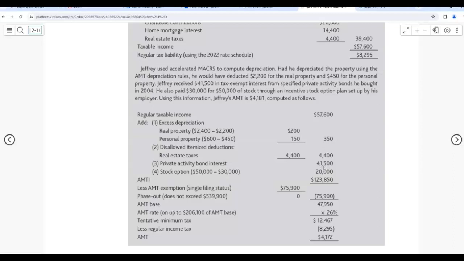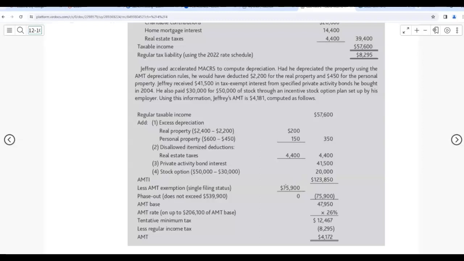So let's see, $41,500 there. Stock option: he bought it for $20,000, cheap compared to whatever it's supposed to be. Technically, that is also income. So we try to really see how much this guy is making, okay? His alternative minimum tax income is not 57,000, but 123,850.